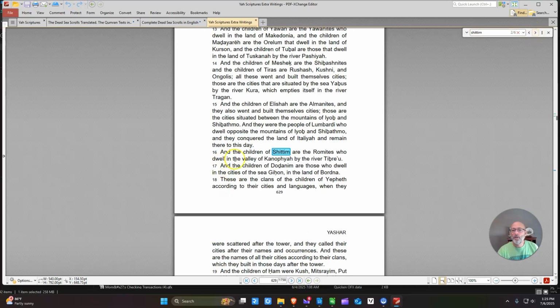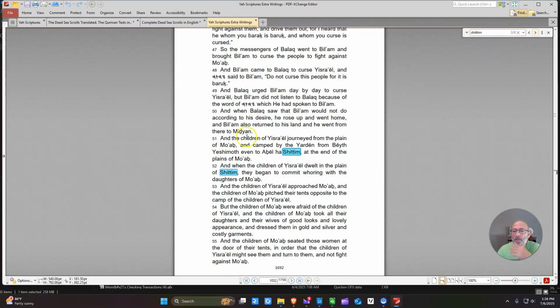And the children of the Shittim are the Romites. This is interesting. I've never seen this. So the children of the Shittim are the Romites in the valley of Canophah by the river Tibru. Are Romites Romans? I don't really know. Interesting. This would be a study for another day for me, but I've always looked up Kittim instead of Shittim. And see what else it says.